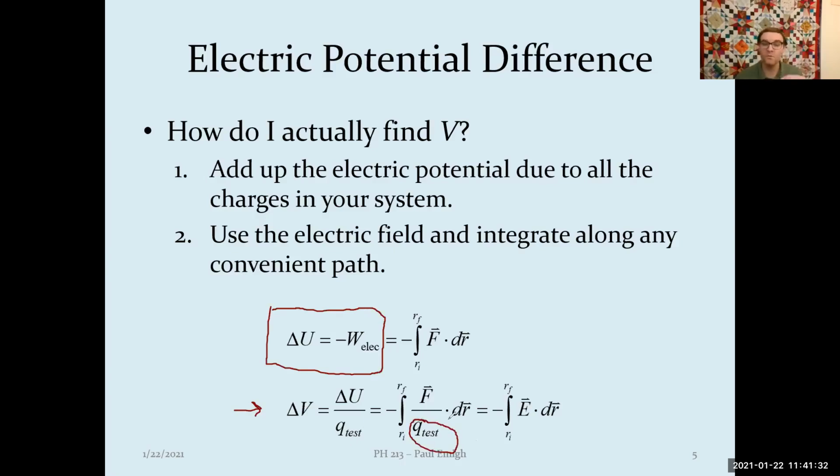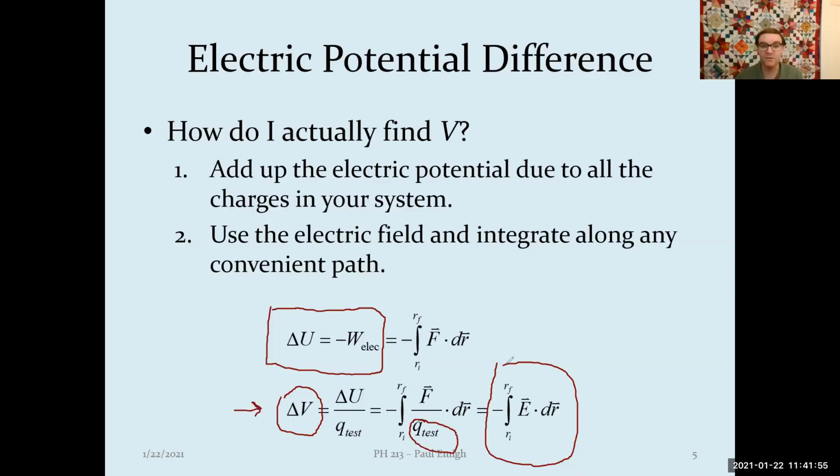And then F over Q, we can harken back to our definition of the electric force, is just the electric field. And so now we suddenly have a relationship between delta V, the change in electric potential or the electric potential difference, and the electric field. And that relationship is an integral one. We can integrate the electric field, and that'll give us delta V.